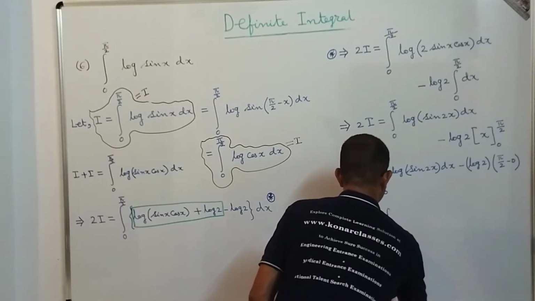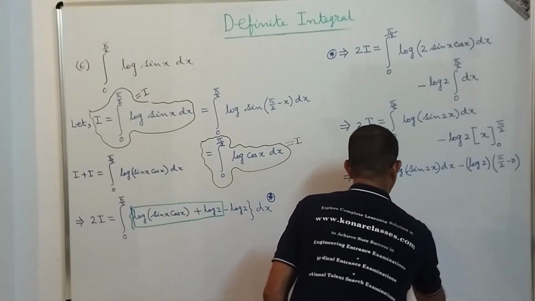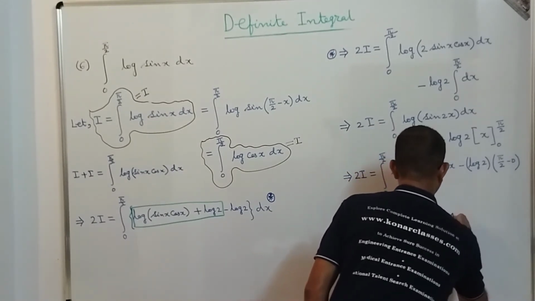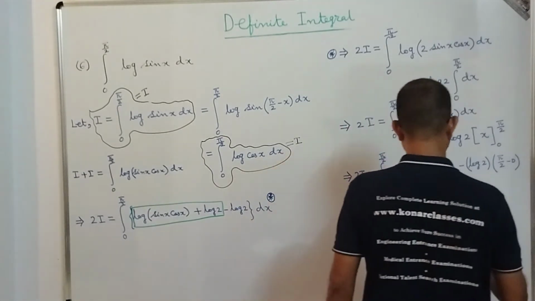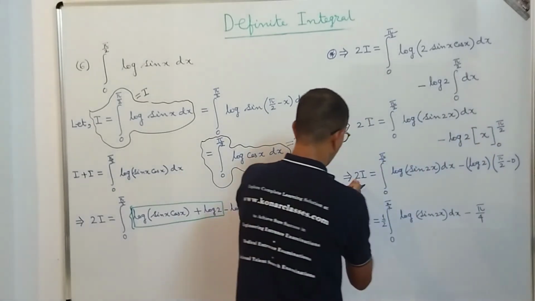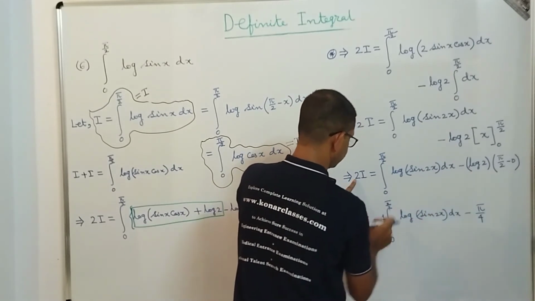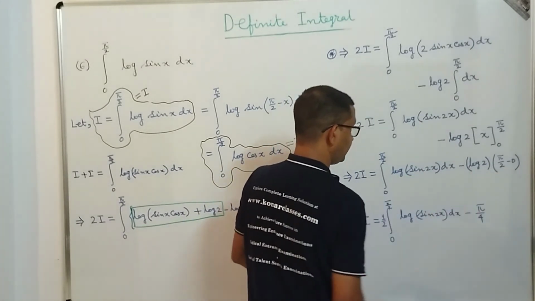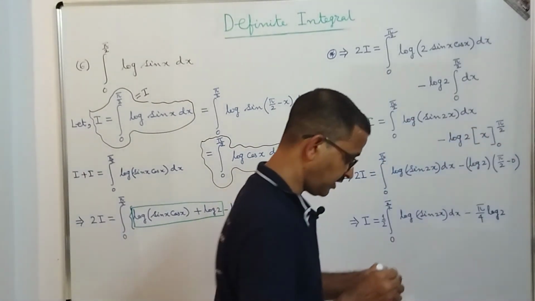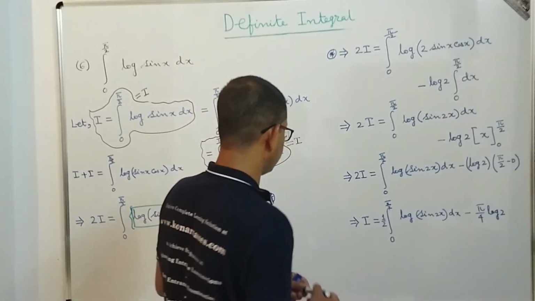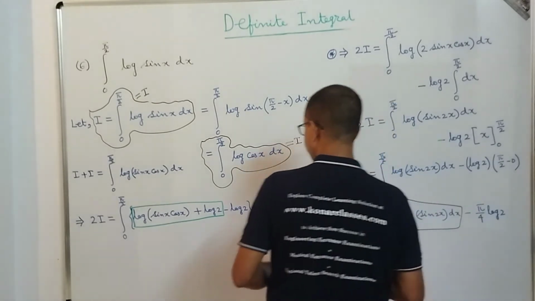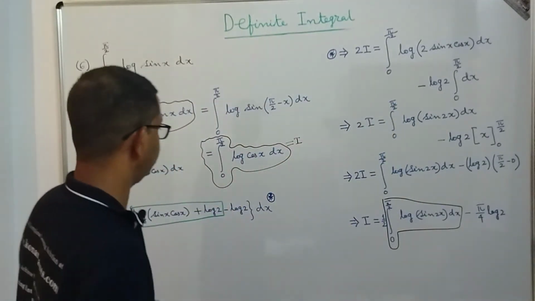1 by 2 times the integral from 0 to pi by 2 of log sin 2x dx, minus pi by 4 log 2, because the 1 by 2 is coming in both expressions divided. So pi by 2 into 1 by 2 is pi by 4 log 2. Now, dear students, we need to concentrate on finding the value of this integral. Let's see how we can find it.